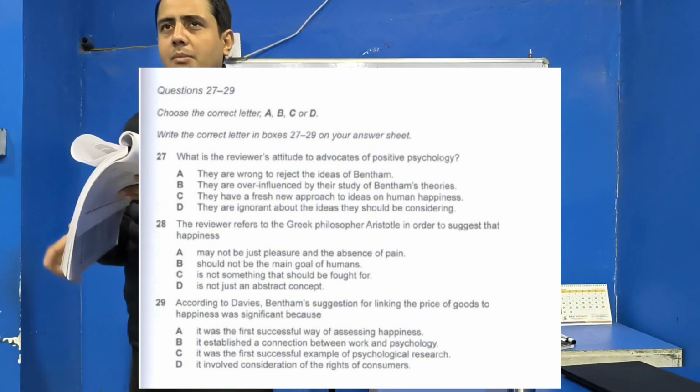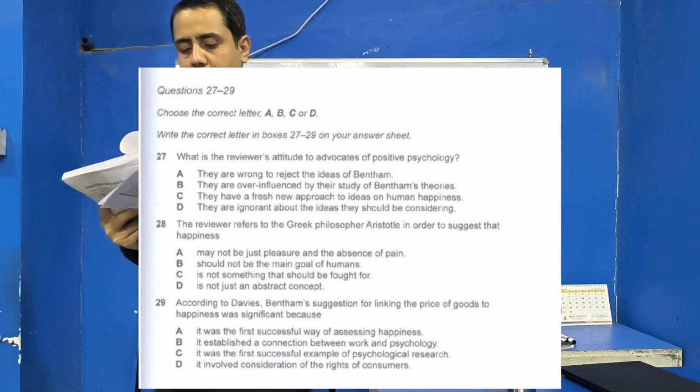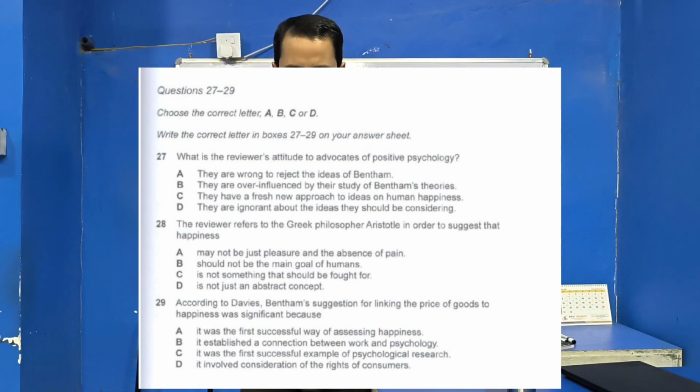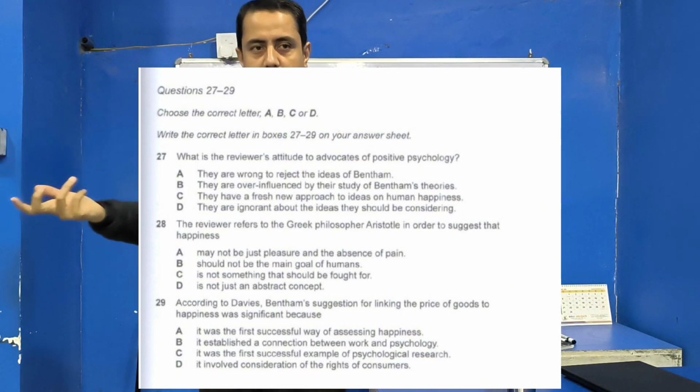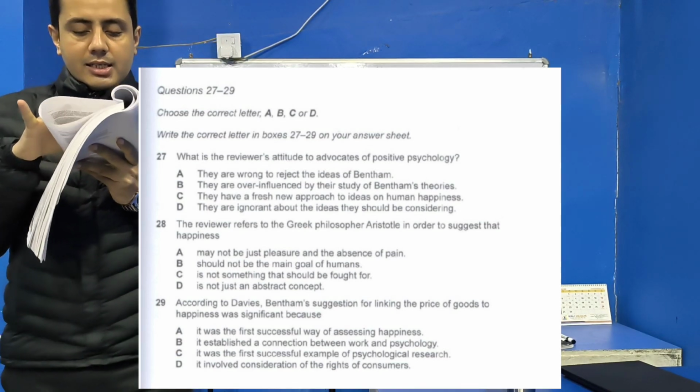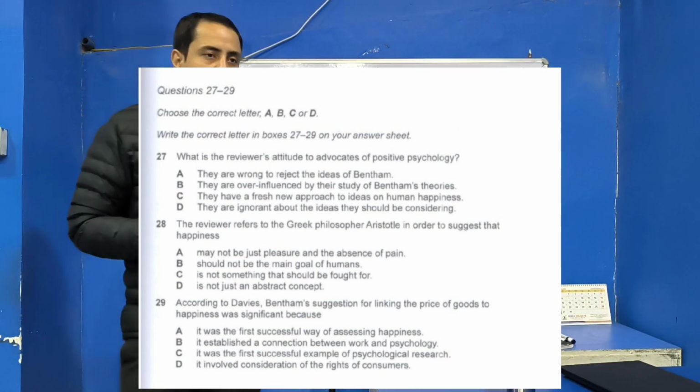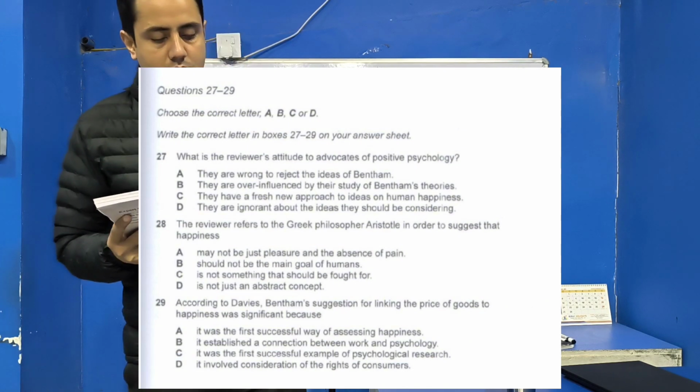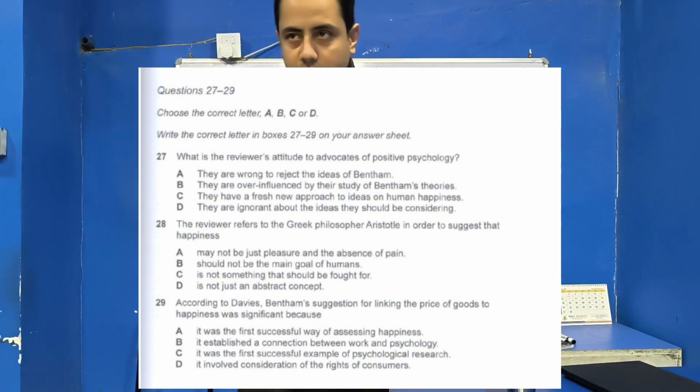If you think about it, price of goods, maybe if we buy an expensive item, maybe it makes us more happy than buying a cheap item. Maybe. So price of goods might give us an indication about happiness as well. Number B, it established a connection between work and psychology. Now, work and psychology are connected. How do we know that? Because of Bentham's suggestion that price of goods can link us to happiness.